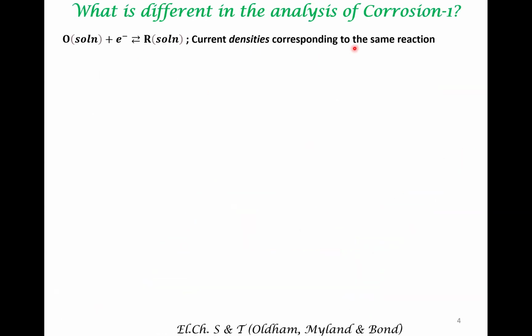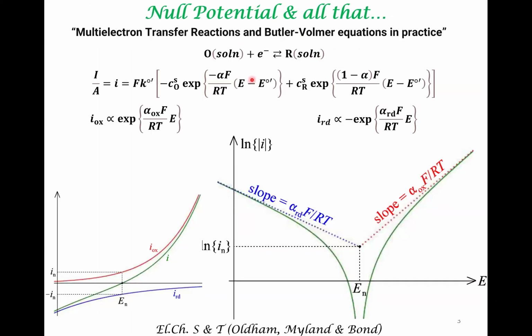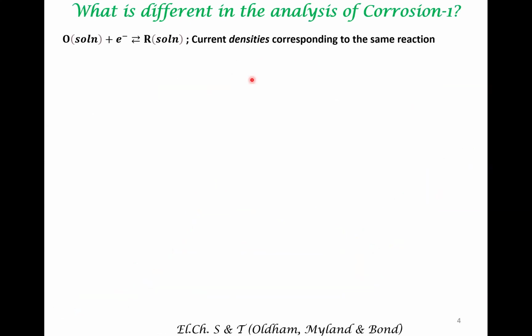Let's move on. What is different from this set of reaction to what we observe in corrosion? So here, what we are dealing with is a single reaction. Note that. I mean, it may have a reduction component and an oxidation component. However, we are still dealing with a single reaction. So that is what I'm emphasizing here. So current density is corresponding to the same reaction. There's a single reaction.